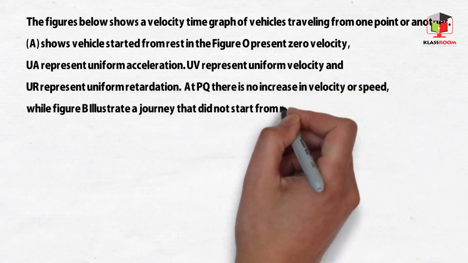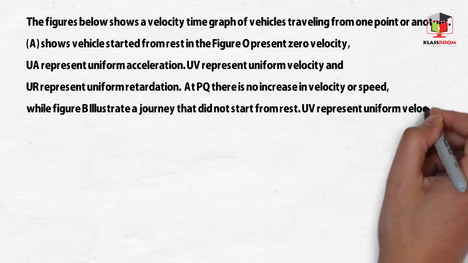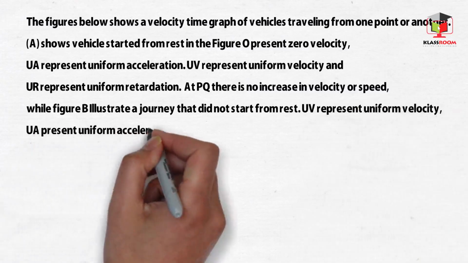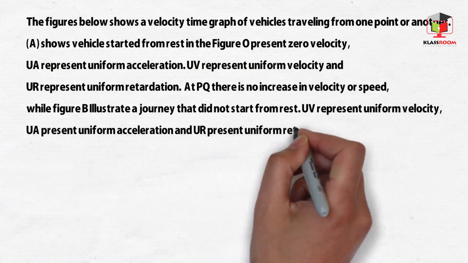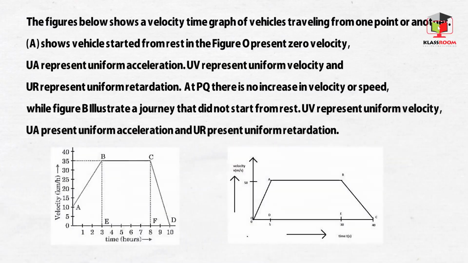While figure B illustrates a journey that does not start from rest. UV represents uniform velocity, UA represents uniform acceleration, and UR represents uniform retardation.